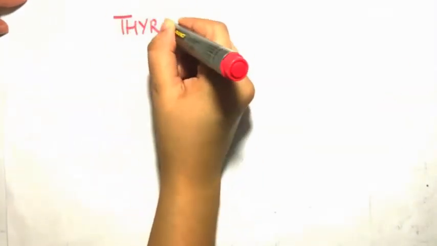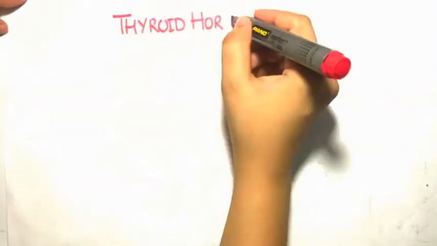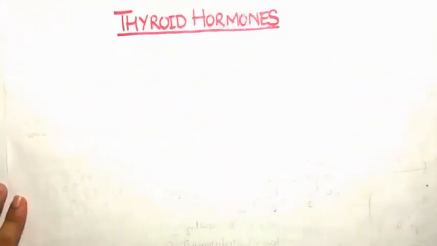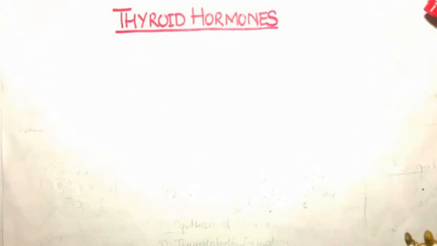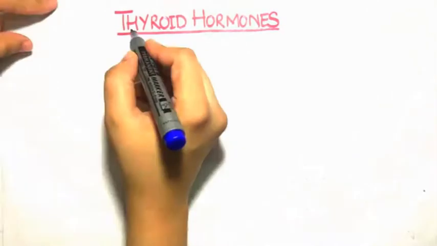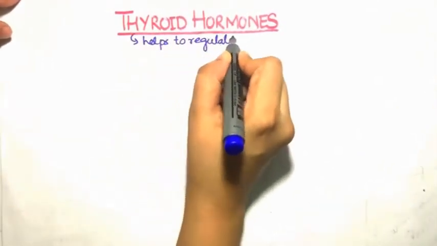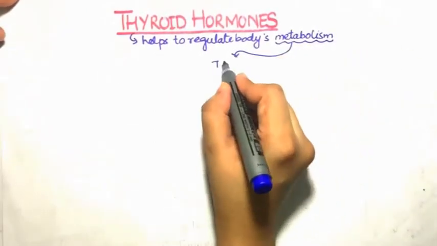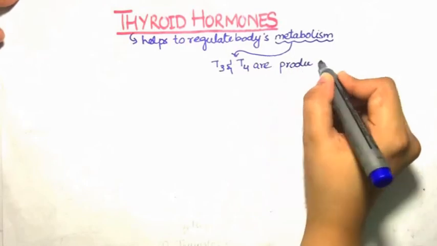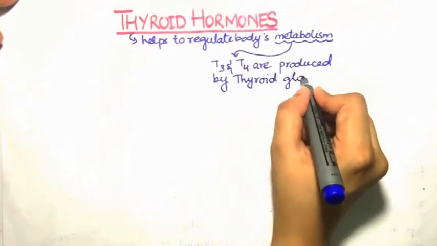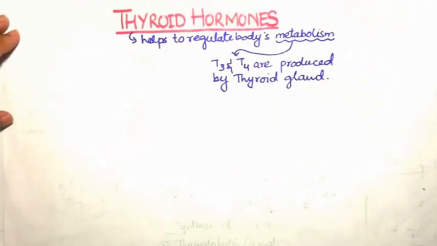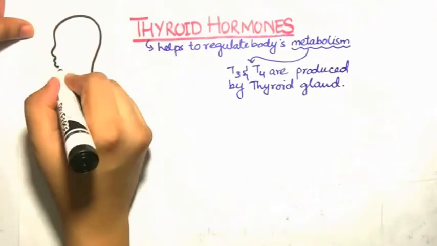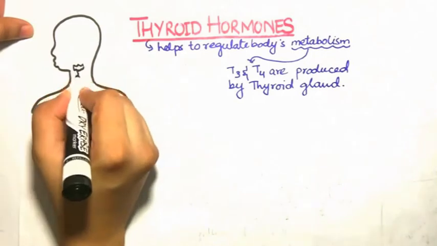Today's topic is about the thyroid hormones, which are secreted by the thyroid gland. The thyroid gland is one of the most important and larger endocrine glands of the body, and it has two primary functions. First is to secrete the thyroid hormones T3 and T4, which regulate the body's metabolism, such as carbohydrate and fat metabolism, and their effect on our body. Second is to secrete calcitonin, which we'll discuss later in the next lecture.